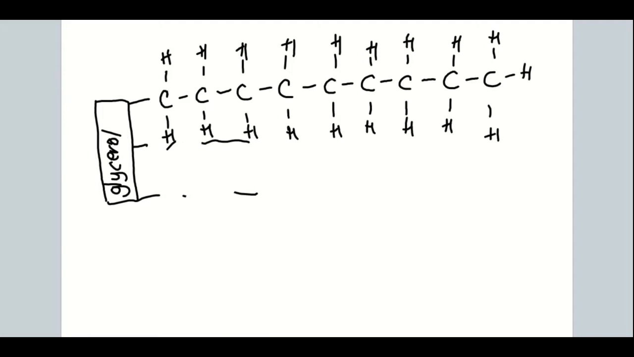So, let me get rid of this. Okay, this is what a saturated fatty acid chain looks like. It has the maximum number of hydrogen atoms possible. It's like all the carbons are fully loaded with hydrogens, okay? That's what saturated fatty acid means. And saturated fatty acids do not have any double bonds.